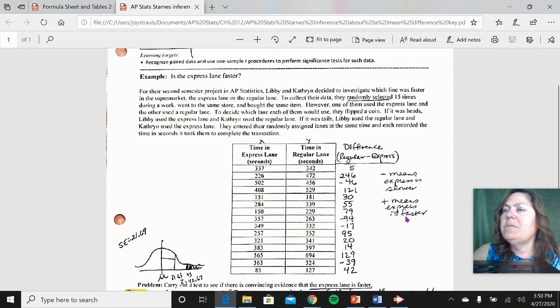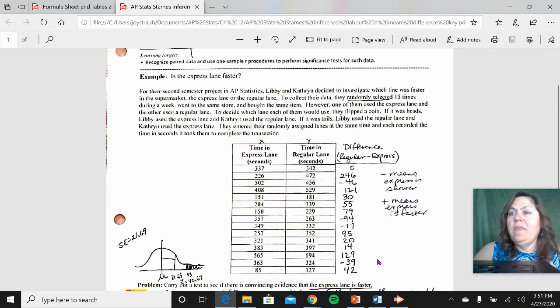express is faster, right? Because it takes less seconds. So the positive difference here, make sure you note what it means because it gets very confusing. A negative here would mean that the express is slower. A positive value means that it is faster.